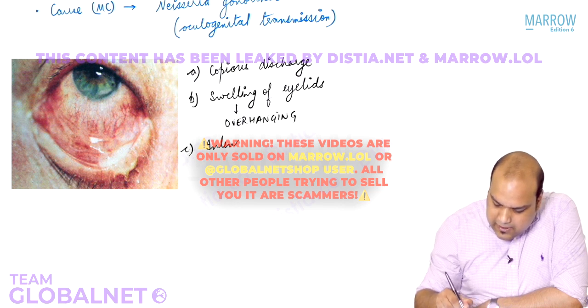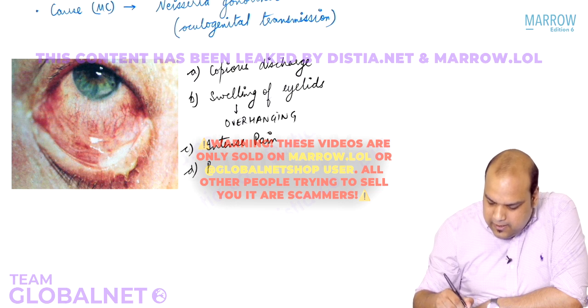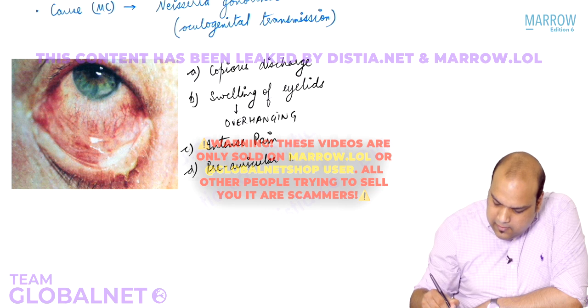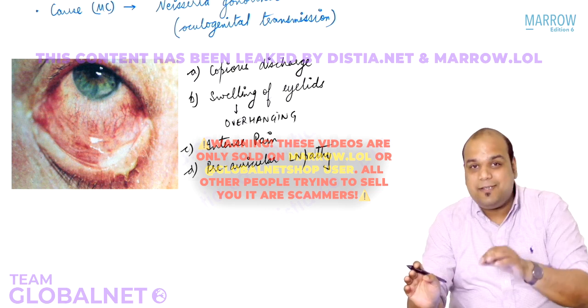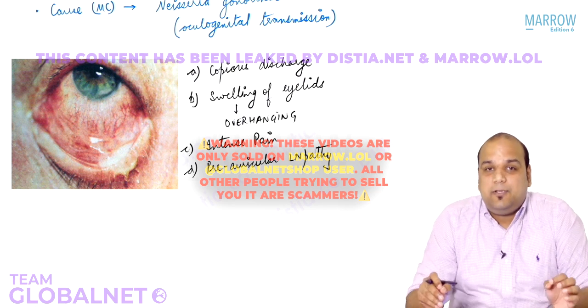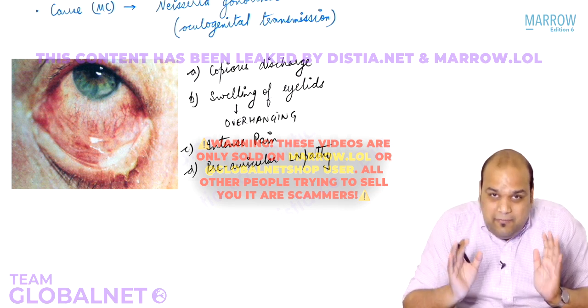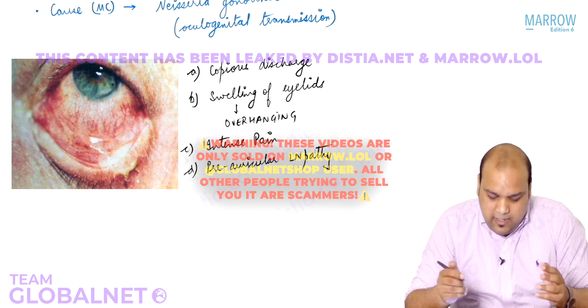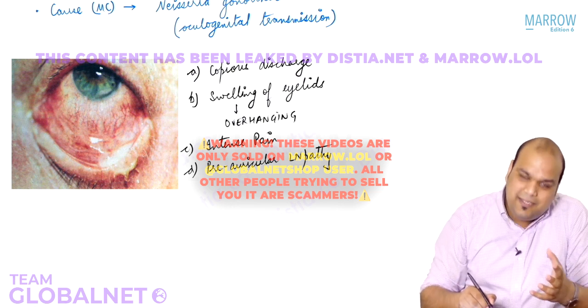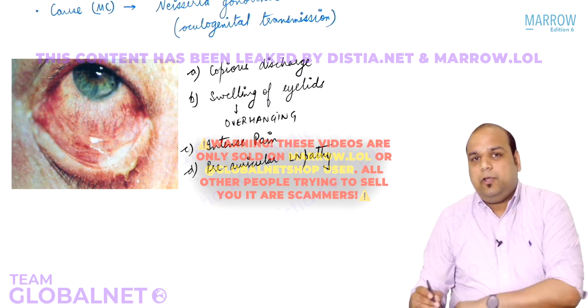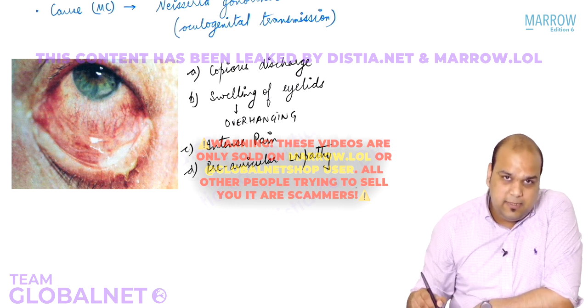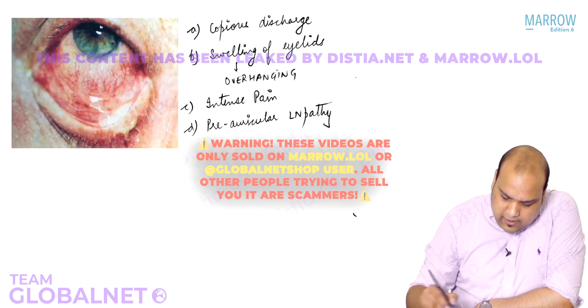Thirdly, the patient has intense pain. And lastly, everybody, it is associated with preauricular lymphadenopathy. These are the 4 specific clinical features of a case of acute purulent conjunctivitis. Everything can be remembered just by this photograph: there is copious discharge, absolute swelling of the eyelids, intense pain, and preauricular lymphadenopathy. Am I crystal clear about this? Done? Now, what is the treatment of this condition?